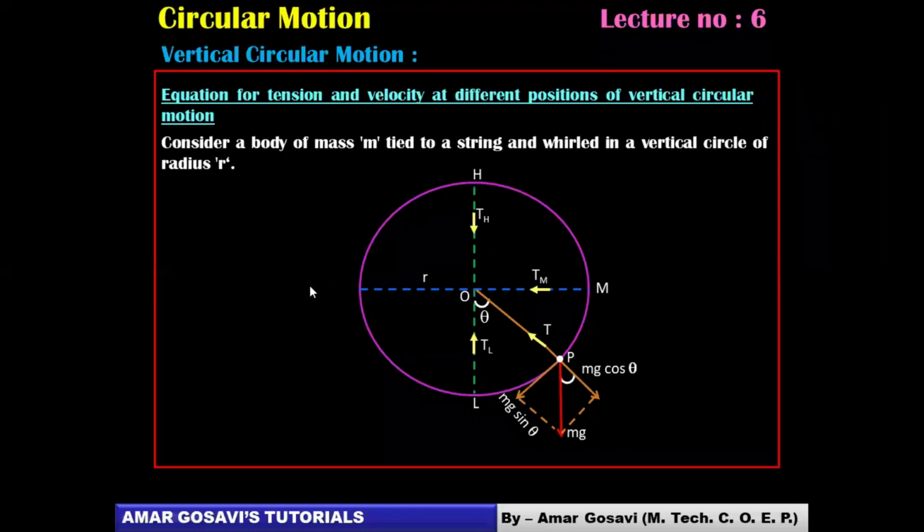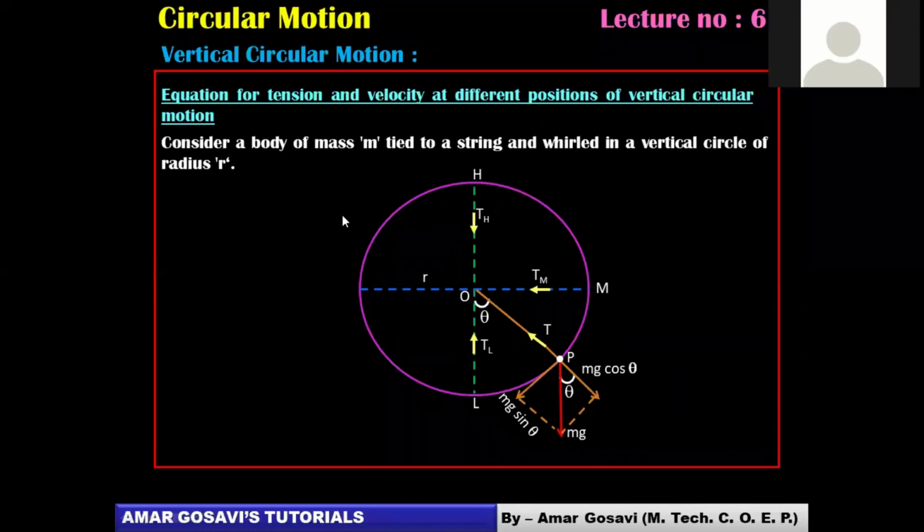If you observe at point P specifically, if this angle was theta, these two lines are parallel lines, and this angle will also be theta as per geometry, and that's how the resolution has taken place. So we are analyzing a general point P in vertical circular motion, and once we get equations for that, we will apply the same for the specific positions. The specific positions are the highest position, the midway position, and the lowest position, friends.